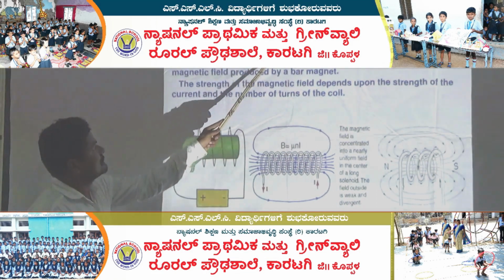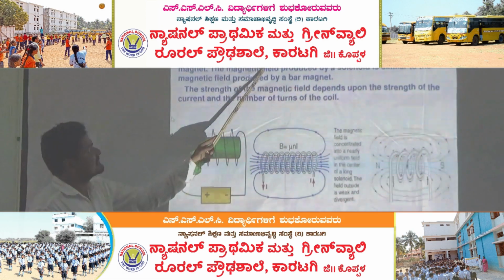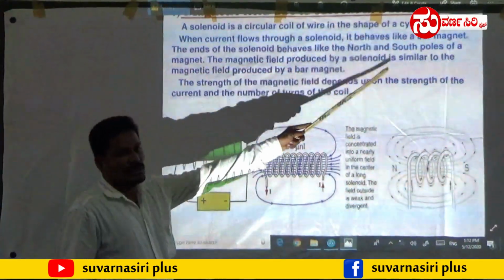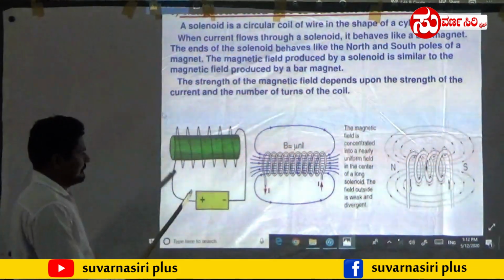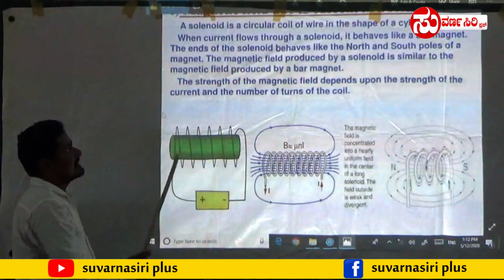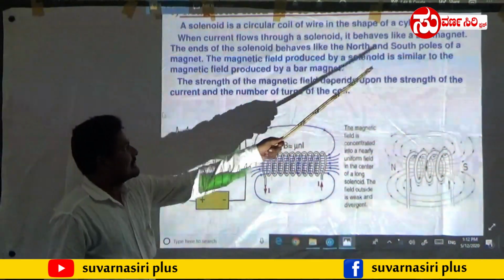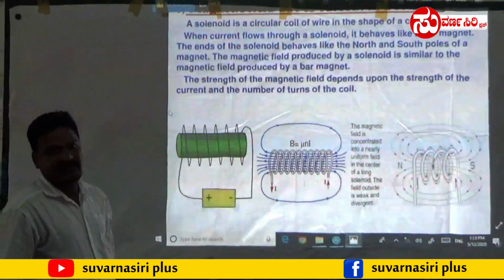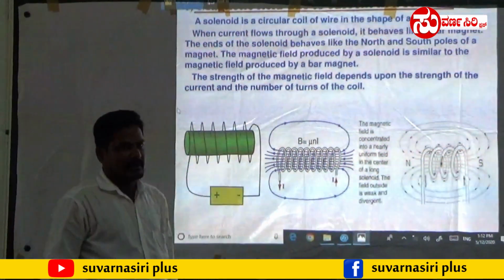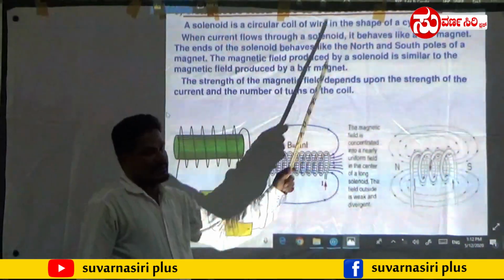When current flows through a solenoid, it behaves like a bar magnet. The ends of the solenoid behave like a north pole and a south pole. The magnetic field produced by a solenoid is similar to the magnetic field produced by a strong bar magnet.